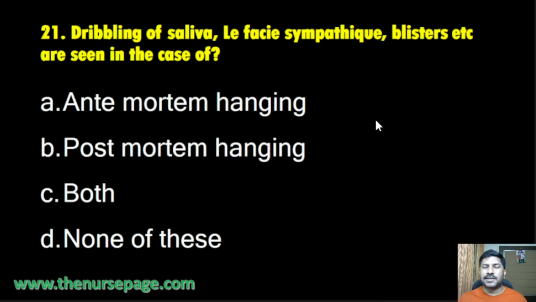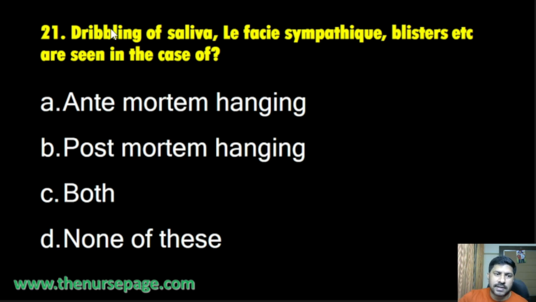Antemortem hanging is usually suicidal. Post-mortem hanging is usually murder. The person will murder another person and then hang the body to create a suicide-like situation. That is called post-mortem hanging. After the death, the body is hung.